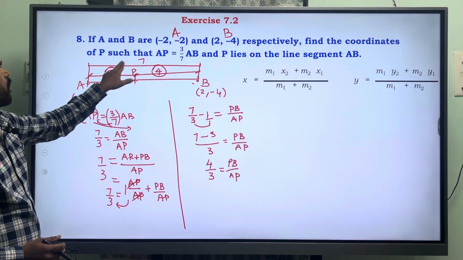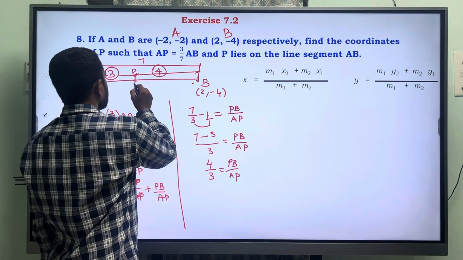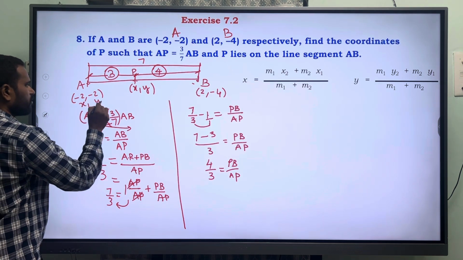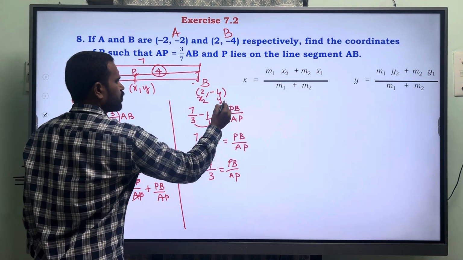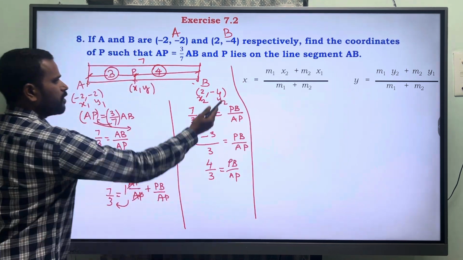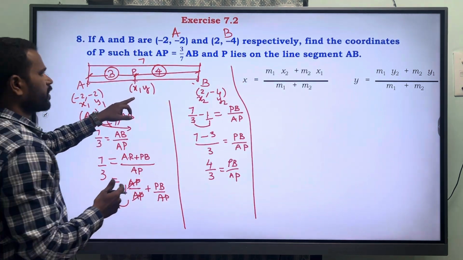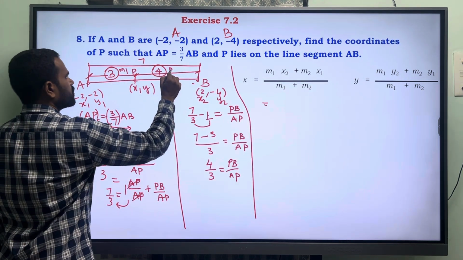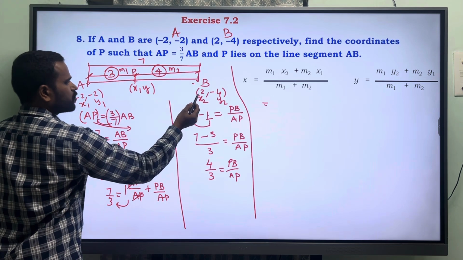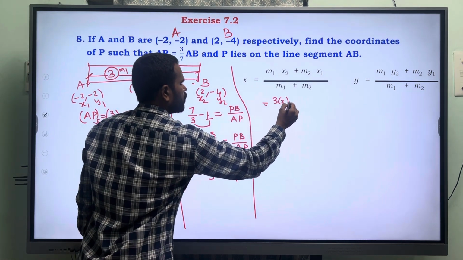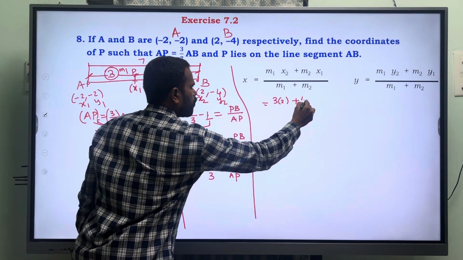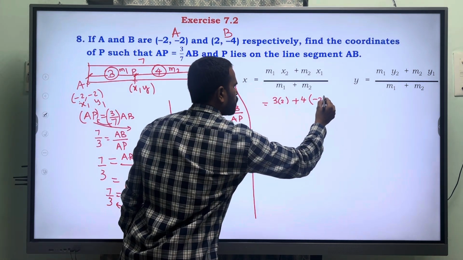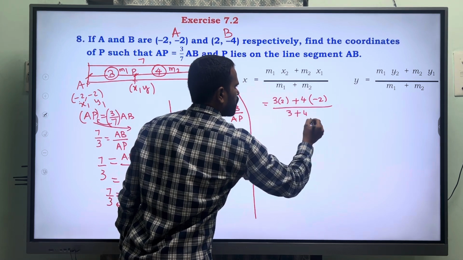Now we know this, what we have to find? We have to find the coordinates of P. We need to find P, x comma y. So this is x1, y1, this is x2, y2. Now let us use the formula here. X coordinate, x is equals to m1, this is m1, this is m2. 3 into x2 is 2, 3 into 2 plus m2 is 4 into x1, x1 is minus 2 by 3 plus 4 are the ratios, right?